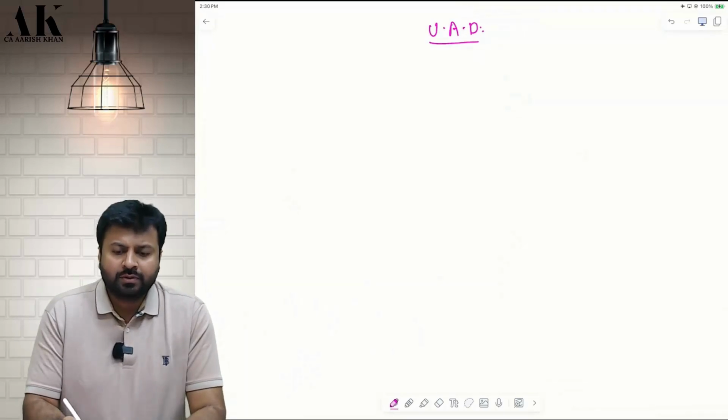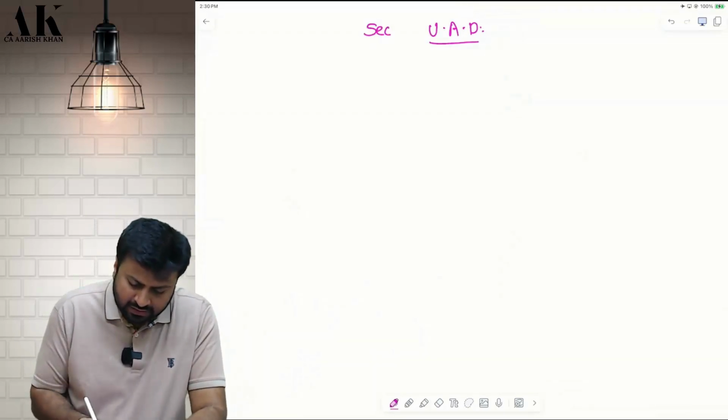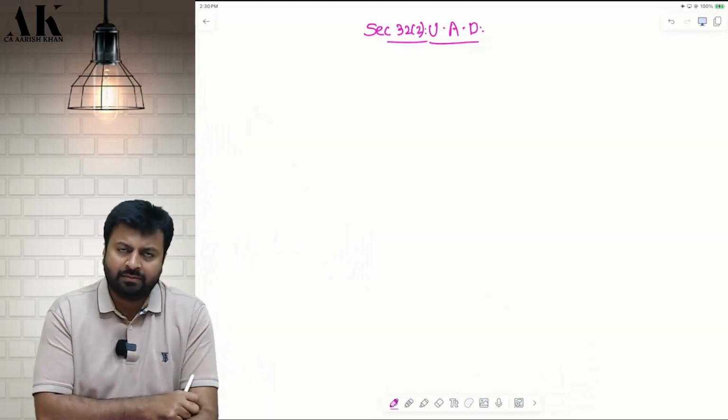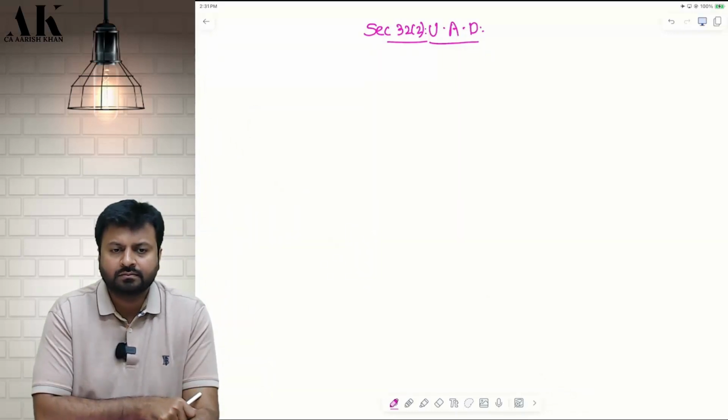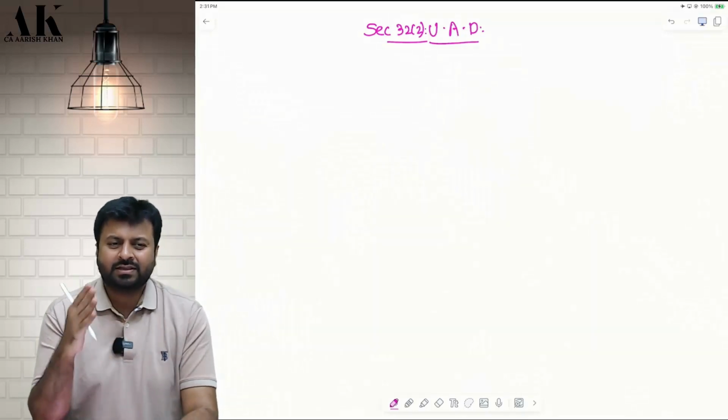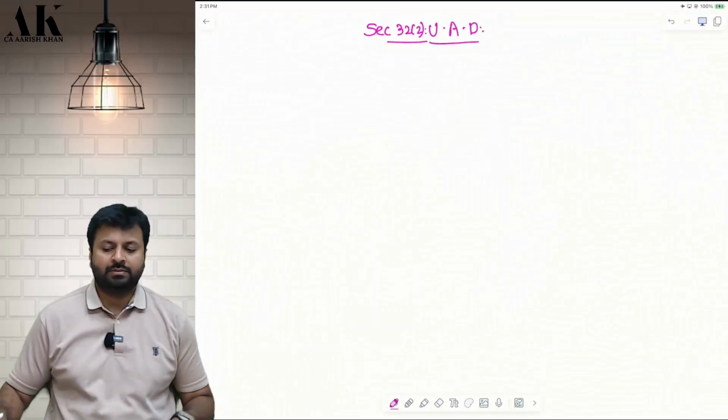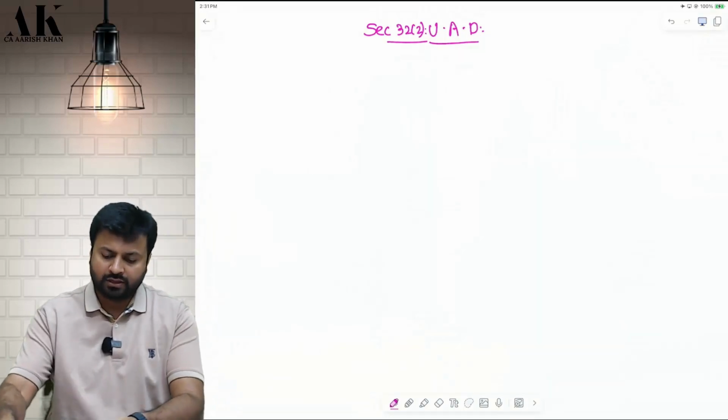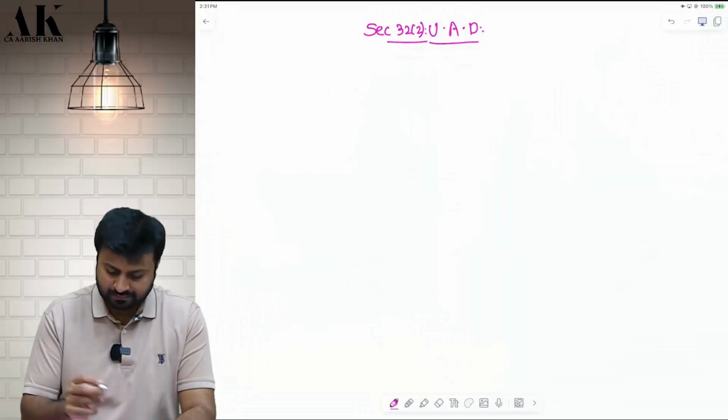So what is unabsorbed depreciation? The provision of unabsorbed depreciation is given in section 32 subsection 2. Please remember this section. I am telling you. Generally, I don't tell students to remember the sections, but this one I am telling you, please remember. It's an important section. It's a very, very important section.